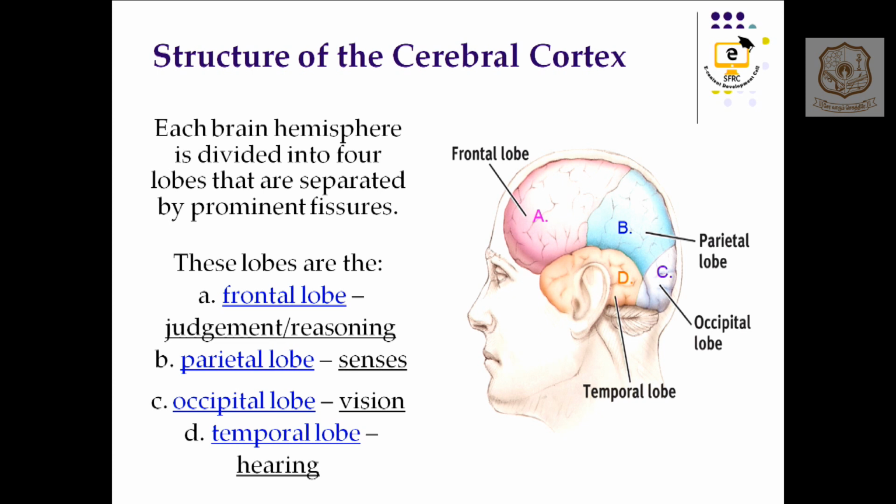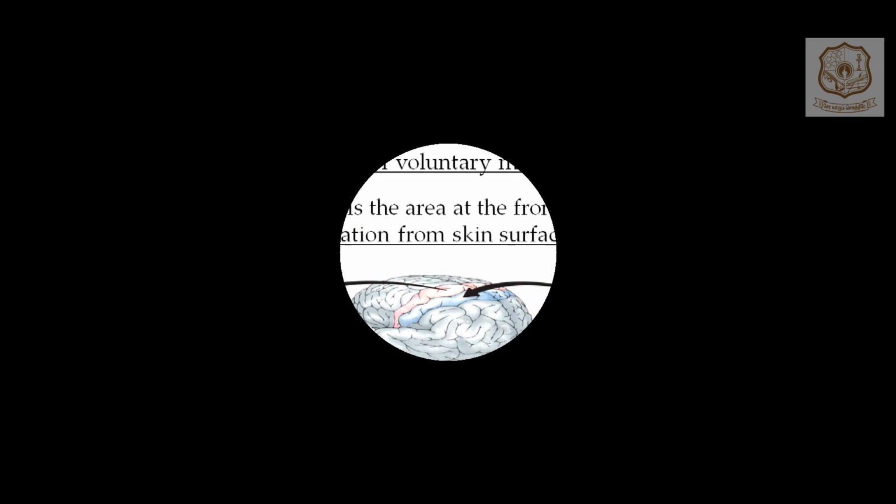The occipital lobe, which is situated at the back of your head, is responsible for your vision. Your senses through light, your physical stimulus, your vision is handled by the occipital lobe. Your temporal lobe is responsible for hearing. Your temporal lobe is just above your ears, and that is important for your hearing.